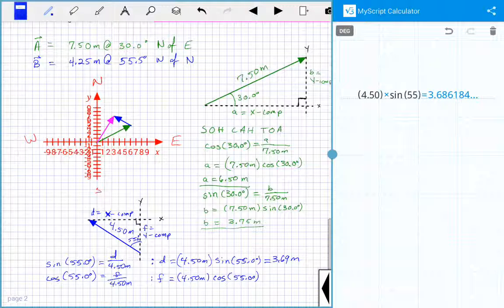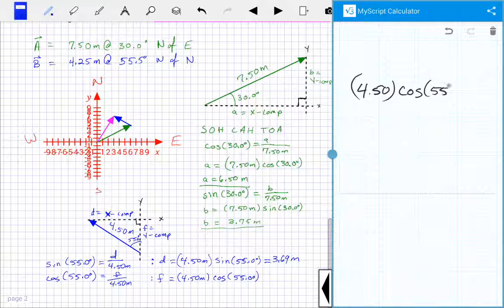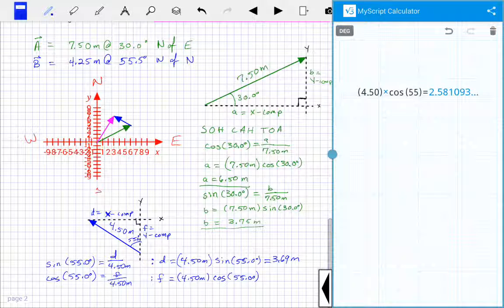Now for the second one, I had 4.50 times cosine of 55. And that gives me 2.58.